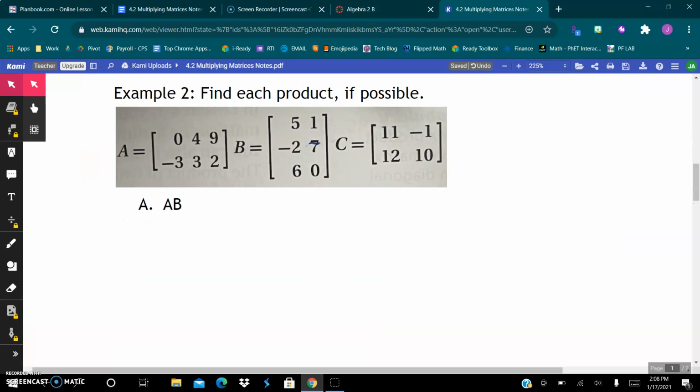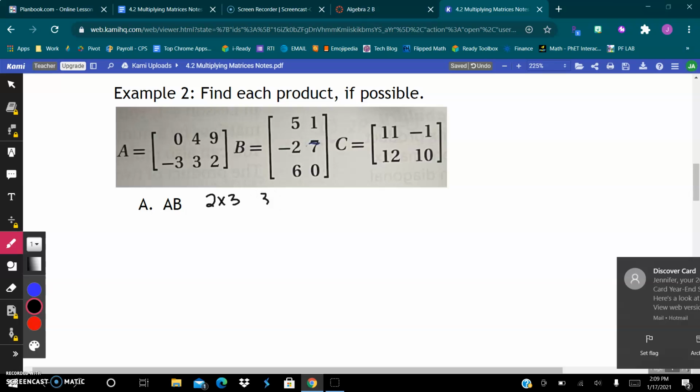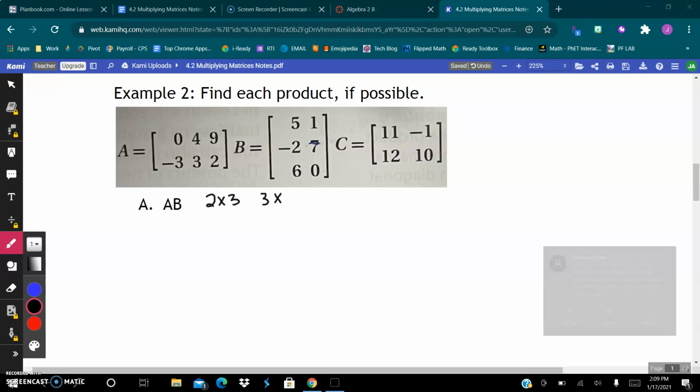All right, so example 2 says find each product if possible. So we have A times B. Well, A is a 2 by 3, 2 rows, 3 columns, and B is a 3 by 2. So our middle numbers are the same, so our answer is going to be a 2 by 2.